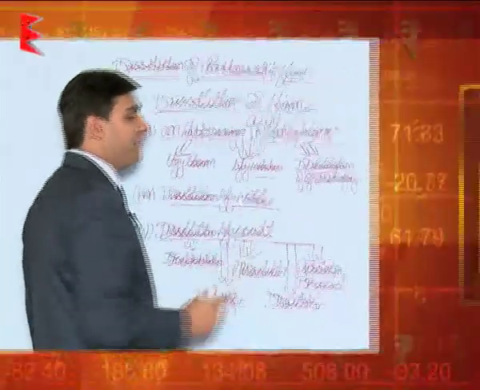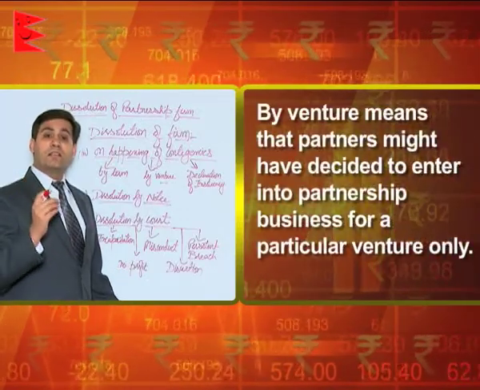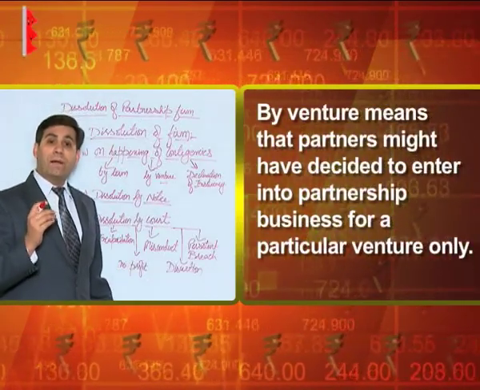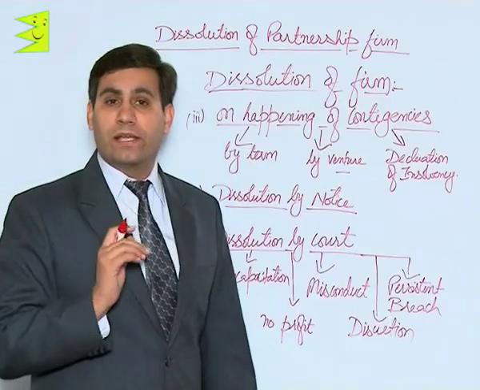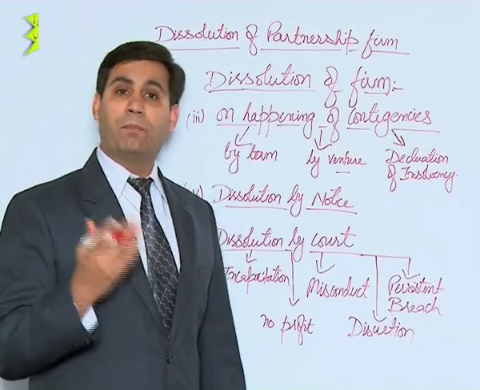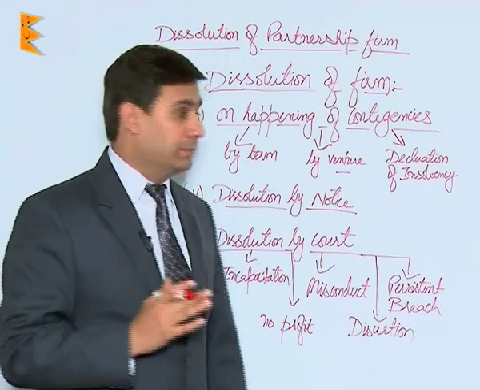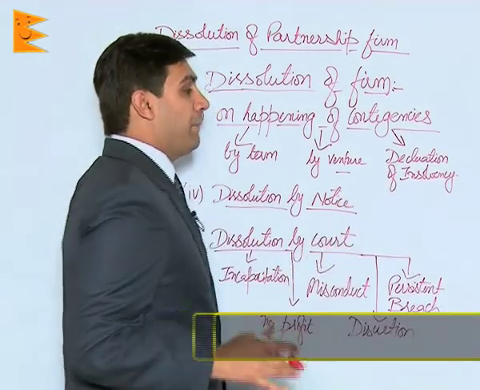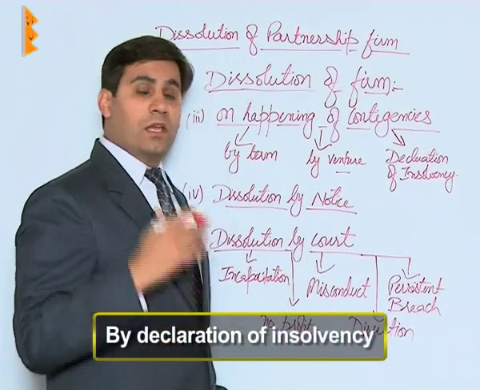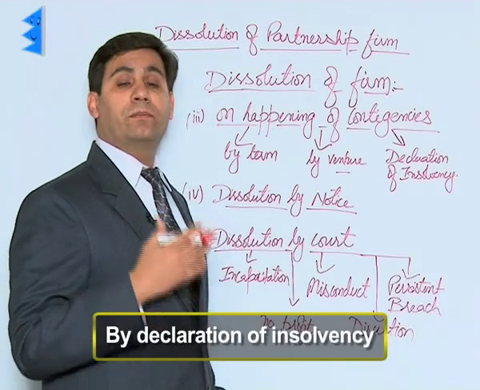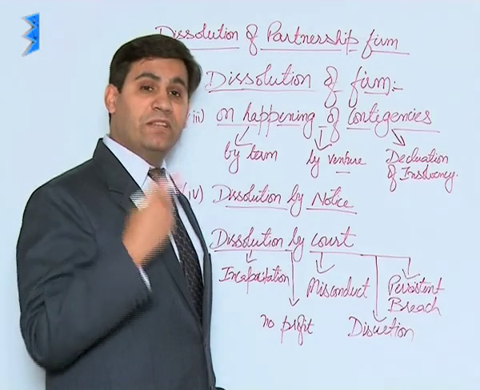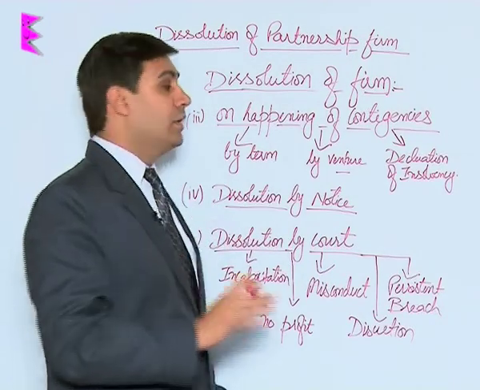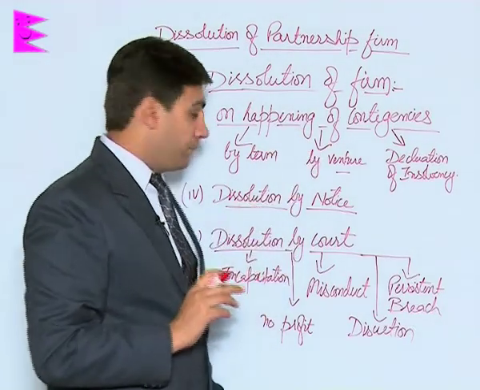Then by venture, that is, partners might have decided to enter into partnership business for a particular venture only. Let's say construction of a building. Once that building is completed, the partnership automatically comes to an end. Then by declaration of insolvency, if a particular partner himself proclaims to be insolvent, it is not through court. When he himself claims that he has now gone insolvent, the partnership comes to an end.